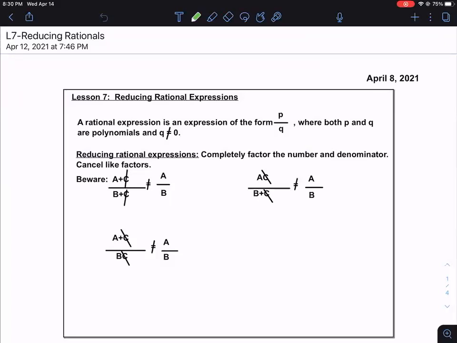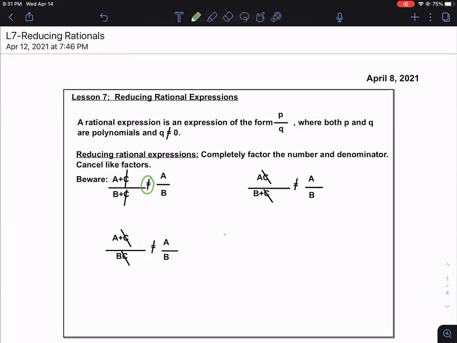Now, there are some ground rules about what we want to be careful about. If you have something like A plus C over B plus C, we don't just cross out the C's. The entire binomials must be the same. This symbol right here is called the not equal to. So it's saying that this does not become A over B. Same is true in the second example on the right. You cannot just cross out the C's. And the third example on the bottom.